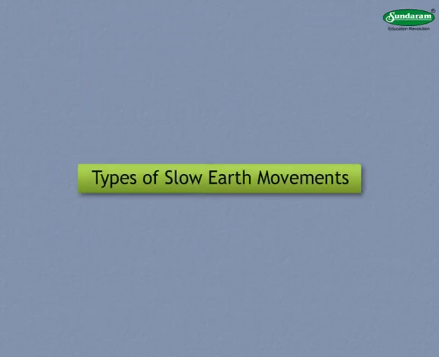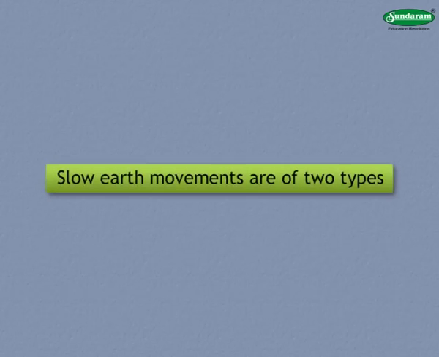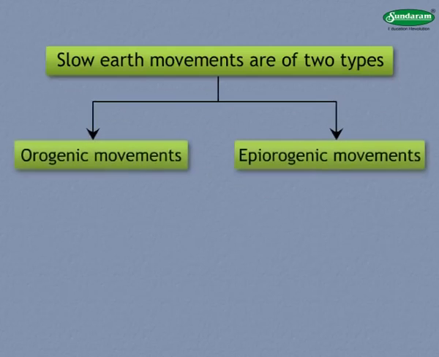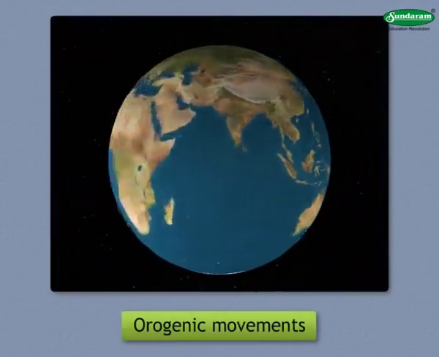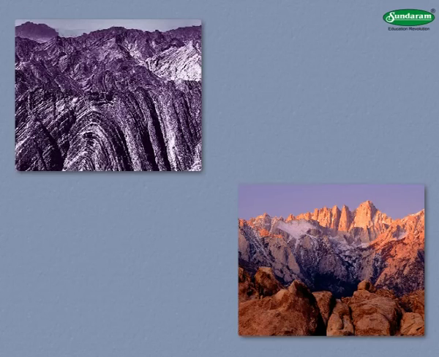Types of slow Earth movements. Slow Earth movements are of two types: A. Orogenic movements, B. Epiorogenic movements. The movements that give rise to mountains are called orogenic movements. Orogenic movements give rise to two types of mountains: fold mountains and block mountains.